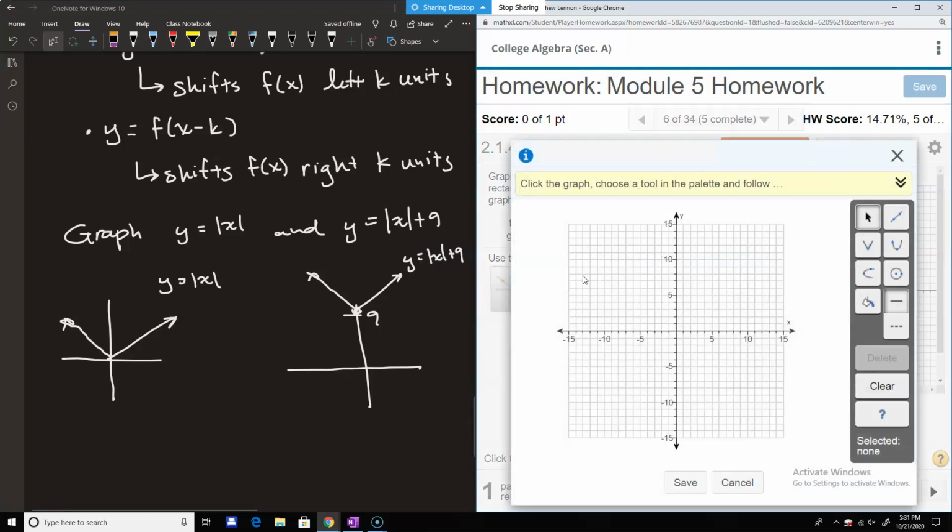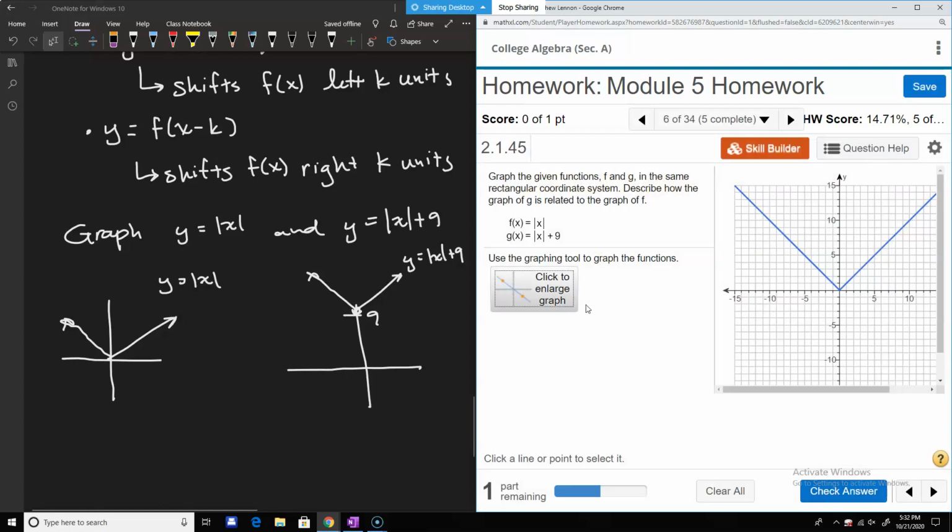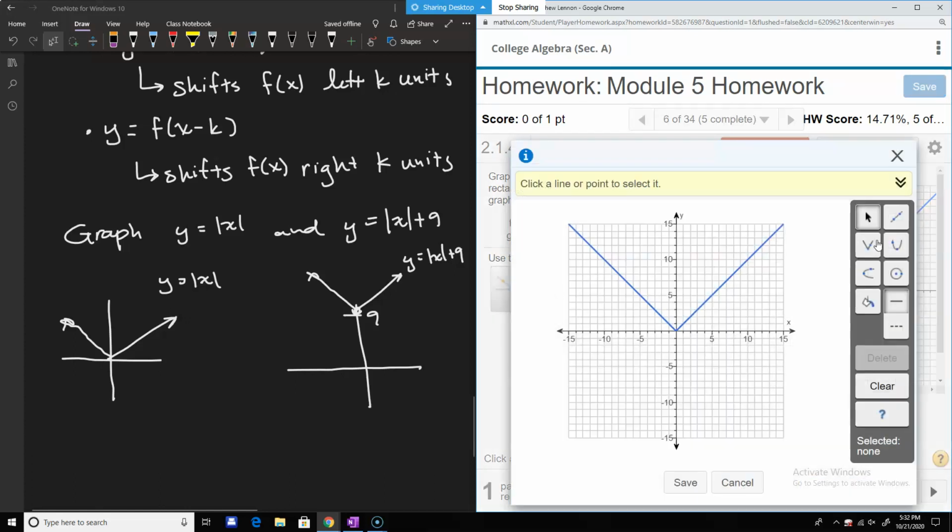So we click to enlarge the graph. Okay, it actually gives you the shape, right? So the shape we want here is this V. So I just click here and here. So that's the first graph. Then I save that, and then click it again. Then I click the V.